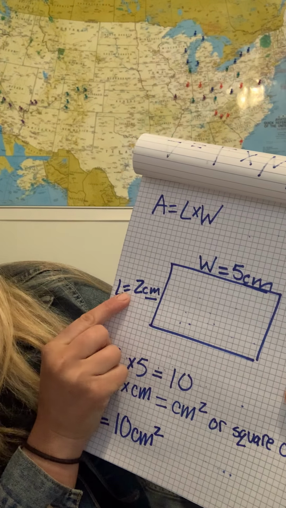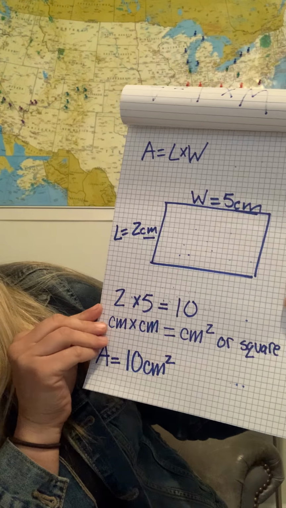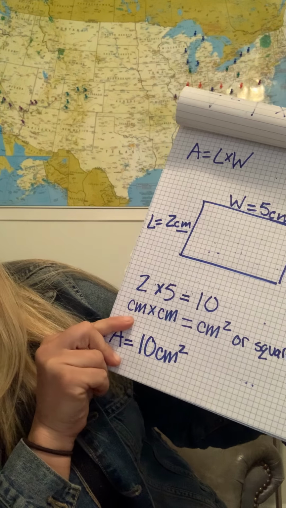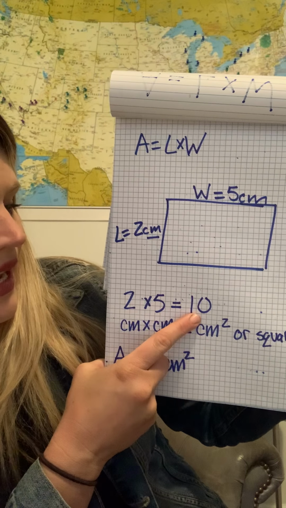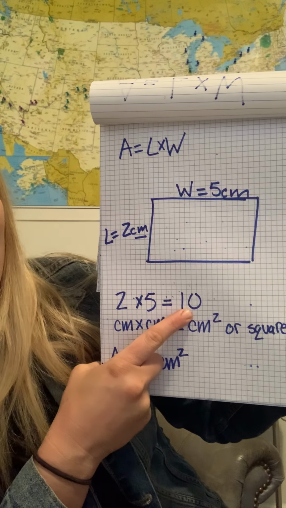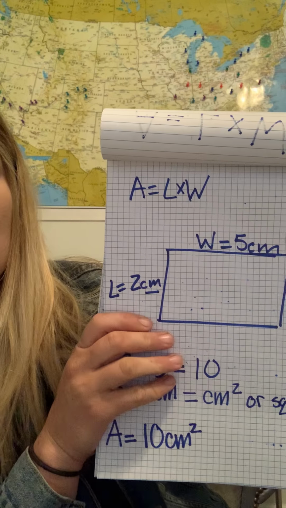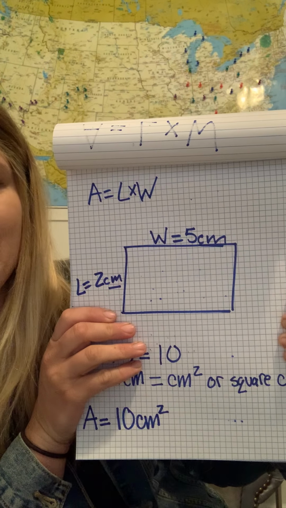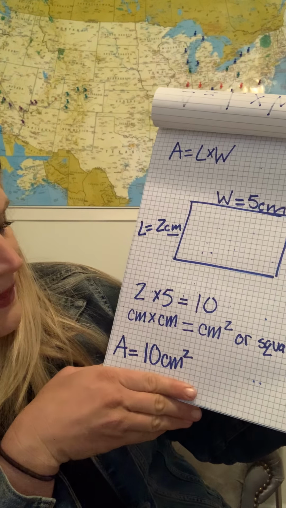So I have 2 centimeters is my length, and my width is 5 centimeters. So what I did below, I took 2 times 5, which is 10. But the tricky part about area, we also have to multiply the units. The units are like centimeters, meters, inches, feet, miles. I could go on and on with different types of units.